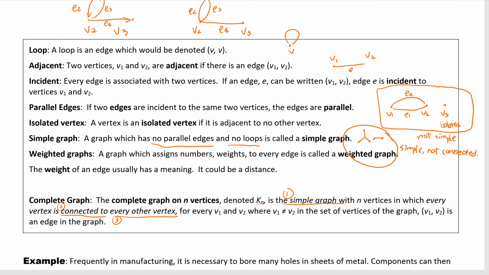For example, what's K3? Well, in K3 we have 3 vertices, right? Each vertex is connected to all the other vertices, so it just gives us a triangle. Okay, so far so good.